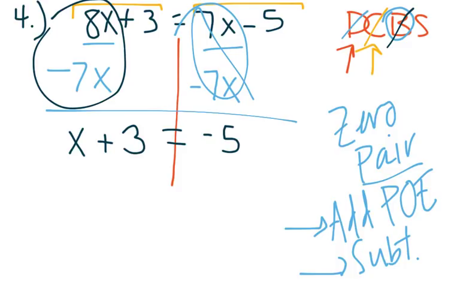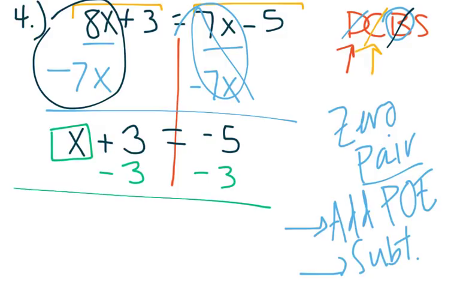Finally, we're just going to solve. So I have x here, plus 3. Inverse of plus 3 is minus 3. I'm going to subtract 3 on both sides. We're left with x equals, those cancel, negative 8.